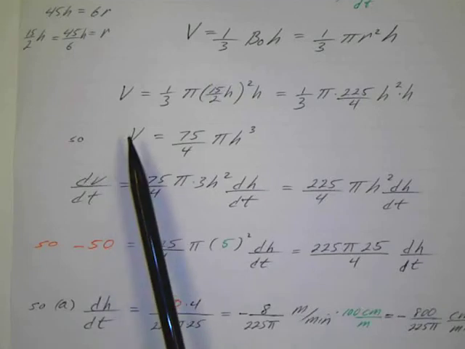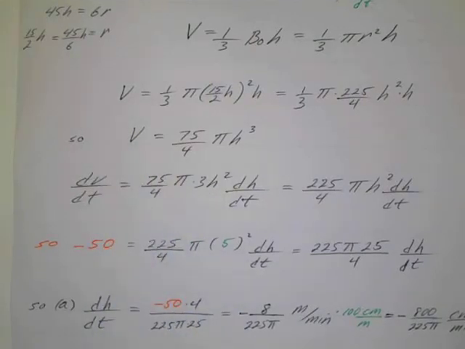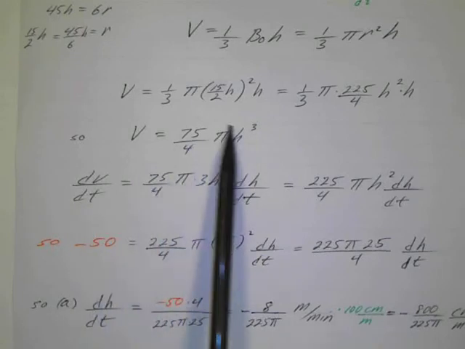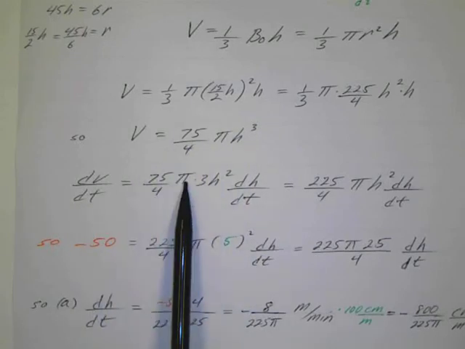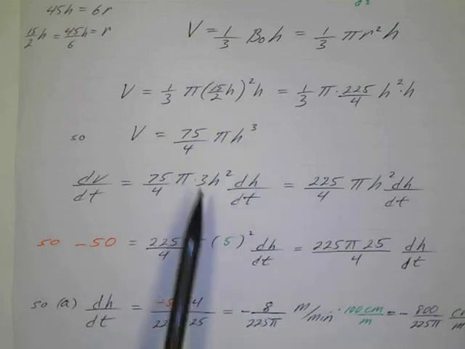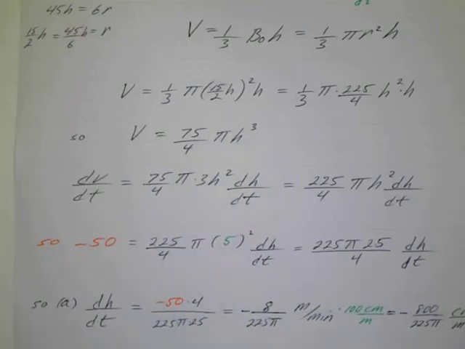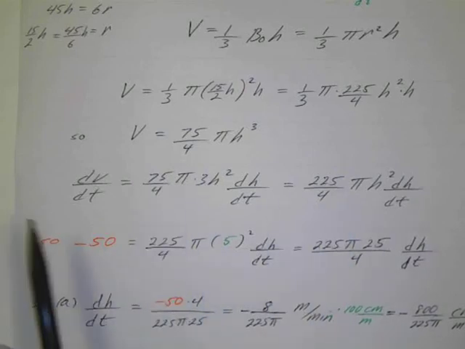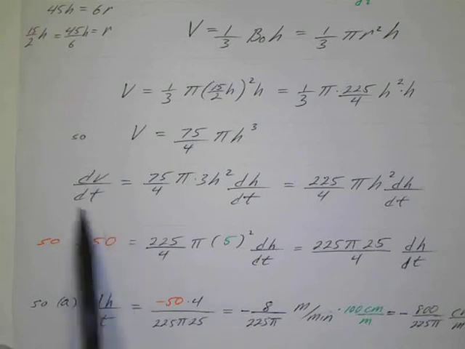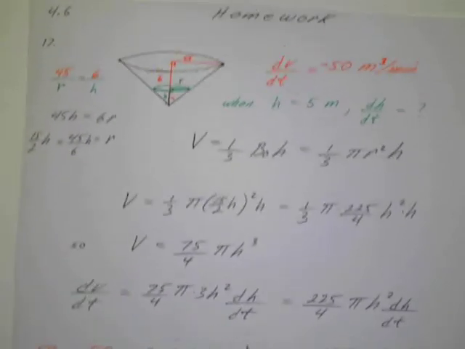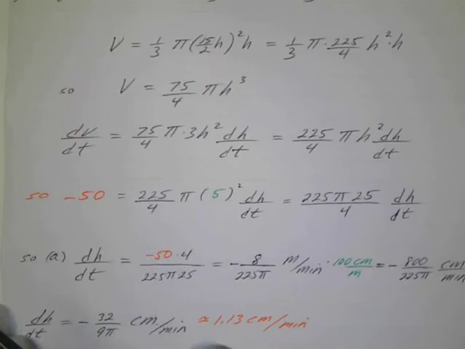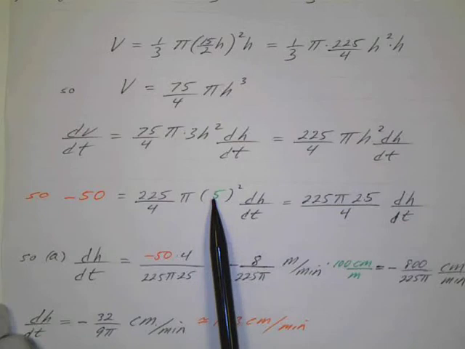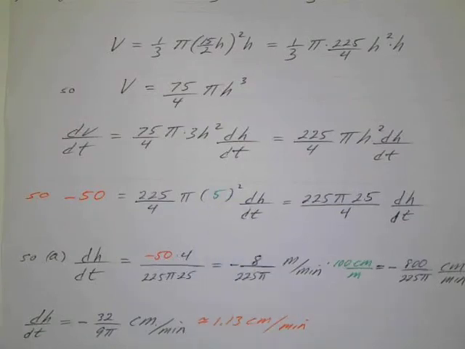Okay. So dV/dt, again, we're taking the derivative of both sides with respect to t, time. So dV/dt equals 75 fourths pi. This is all constant, 75 over 4 pi, and the derivative of h cubed is 3h squared dh/dt. And then 3 times 75 is 225 over 4, h squared dh/dt. Now I can substitute my known values. The dV/dt is negative 50. Remember up here, dV/dt is negative 50. And I have, again, my constant 225 over 4 pi, and h is 5, so that's 5 squared. dh/dt is what I'm looking for.